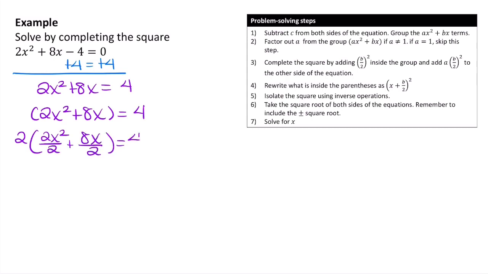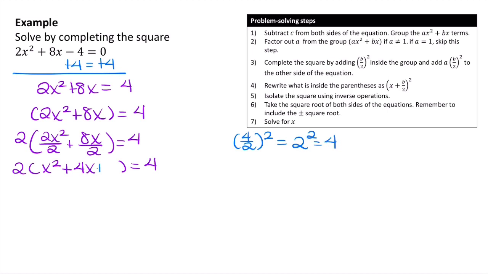And so I'm going to leave my right side alone. So that's going to give me 2 times 2x squared over 2 is going to be x squared. And then plus 8x over 2 is going to be 4x. And then I'm going to leave myself some room, and that's equal to 4. Okay, so now I can complete the square. So what I'm going to do is take this value of b, which is 4, and divide by 2, and then square that. Okay, so 4 divided by 2 is 2. 2 squared is equal to 4.